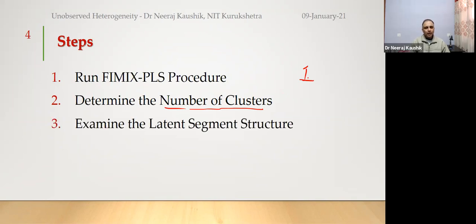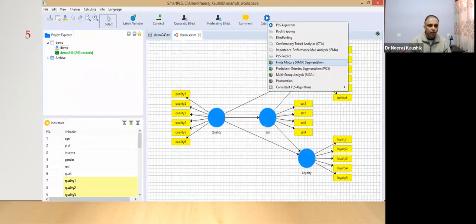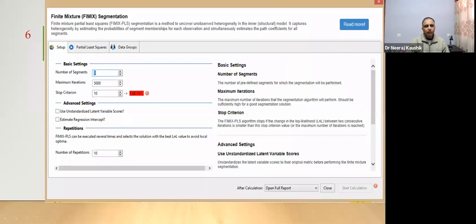It can be more. Examine the latent segments. We will make some segments here, and specific segments. We'll come to that. See, where is it available? I have put some screenshots. So it is available here. If you click on this PLS, simply calculate, you will find PLS algorithm, etc. Finite mixture segmentation. So click on that finite mixture segmentation and you will see a menu like this. Now by default, it will say the number of segments is 1.